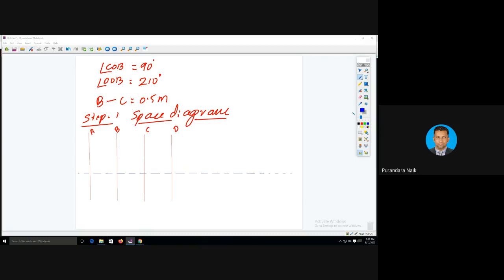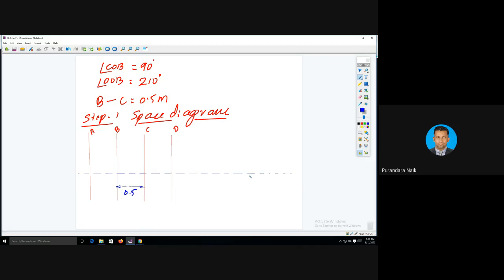plane B and C is given. The distance between BC is given. Just show this distance as 0.5 meter. The distance between B and C is given. So only this much data is given in the problem for the front view.